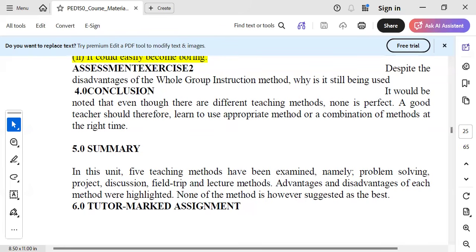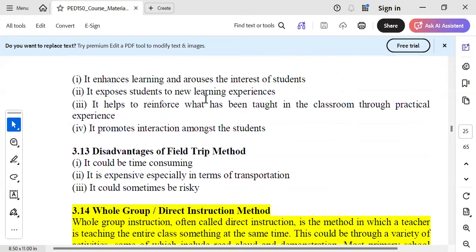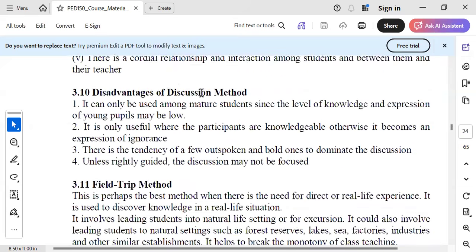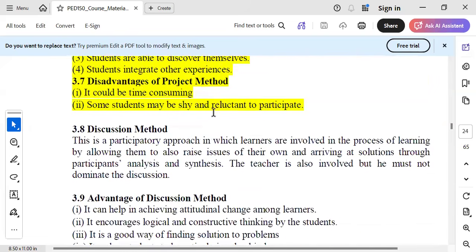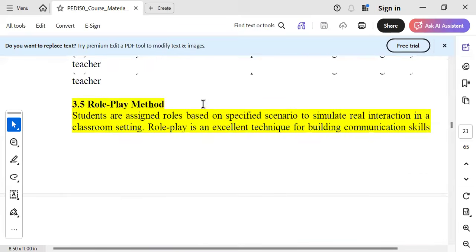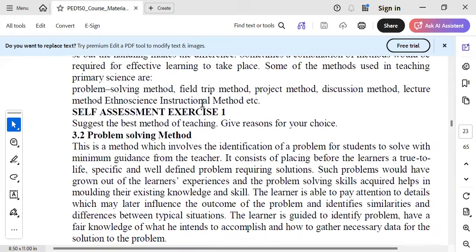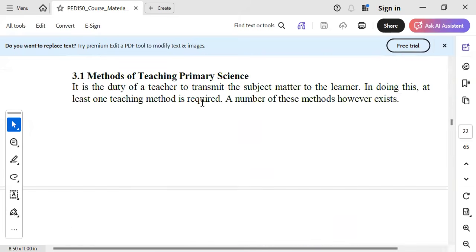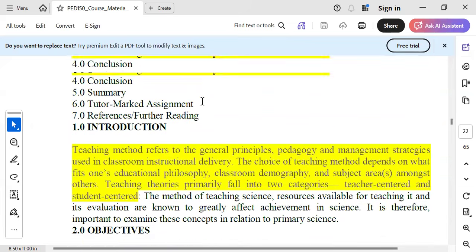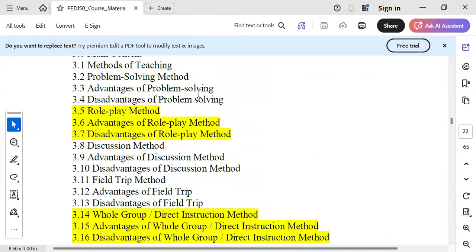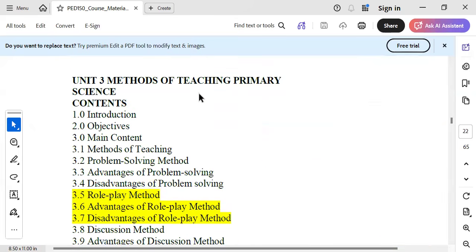Now, let's check the unit again. We are trying to summarize now. We won't waste time on this course much. The course material is just 60 pages, so we will not waste much time. I just want us to see where we started from or what we are actually doing. In this unit, what we are concerned about is methods of teaching primary science. Science is a major concern in this course, not how to teach mathematics or anything.